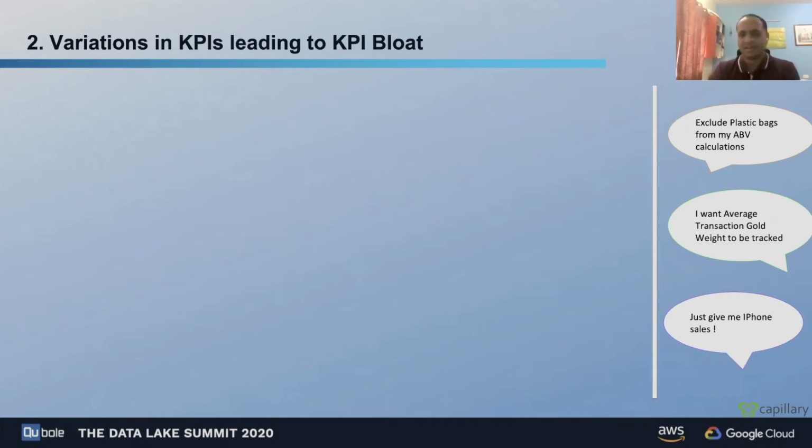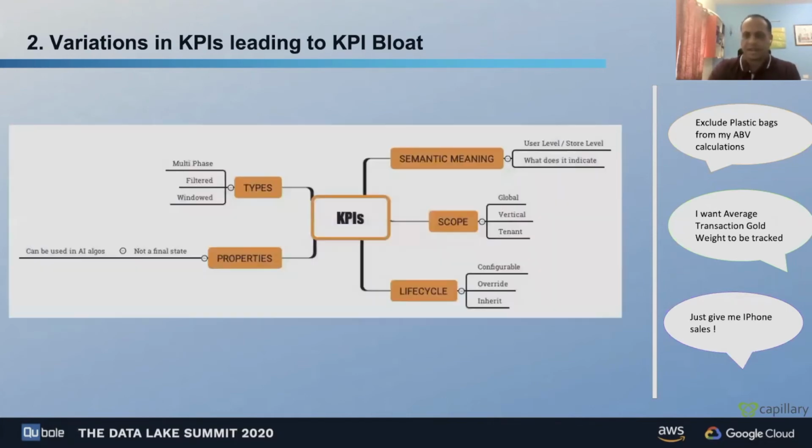And when you go to, say, an electronics store, a couple of customers just say, give me iPhone sales. I don't care about anything else, right? Because that's what has been selling on my platform. So what this leads to is different types of KPIs and KPI bloat. And how do we handle this? In our older system, we used to just give out variations of creating those KPIs. Just go ahead and create whatever KPIs that you want for the platform.